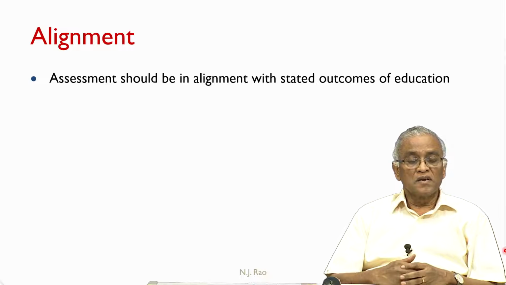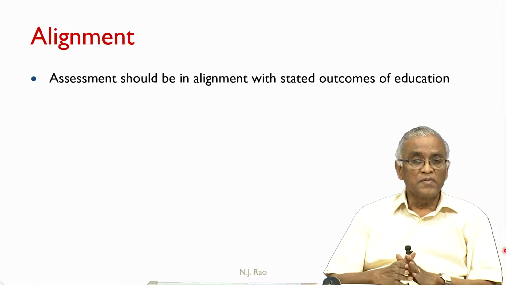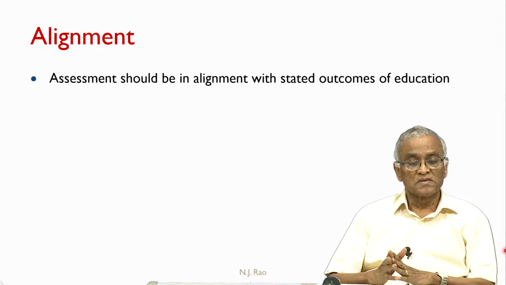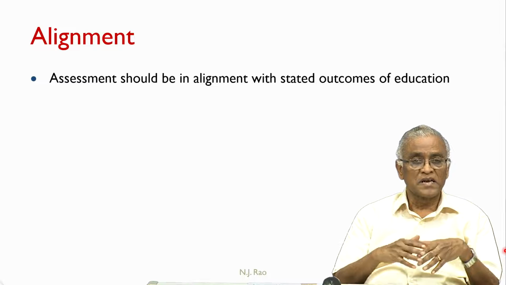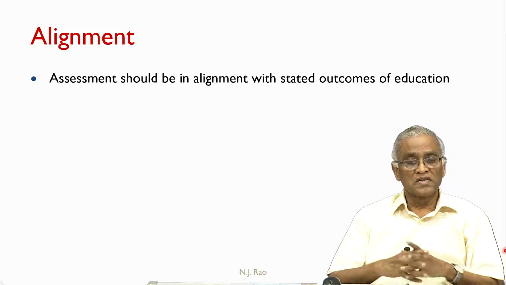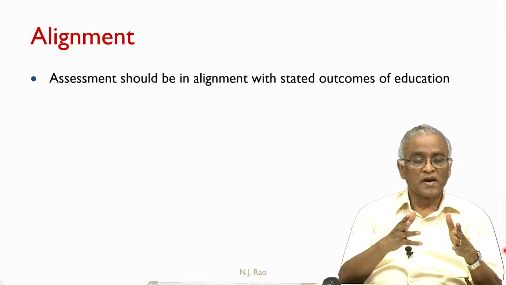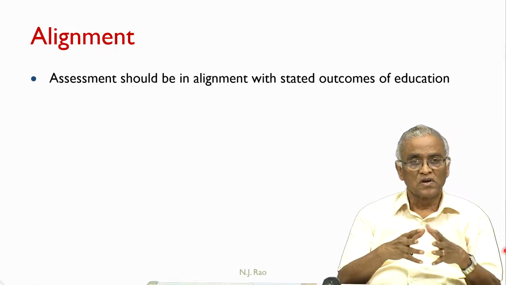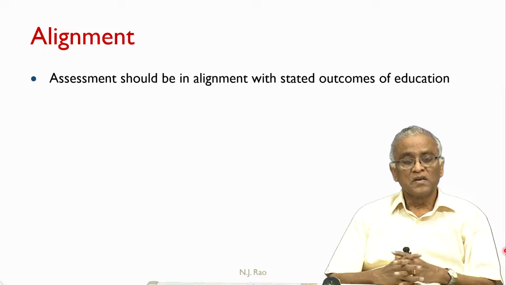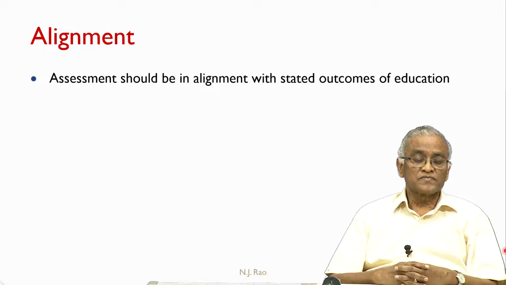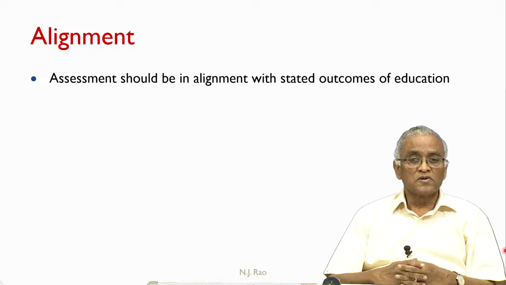And the most important aspect is that the assessment should be in alignment with the stated outcomes of education. Let us assume that you want your student to be able to do something at the end of a course, or let us say by the end of the first week in a course and so on. Your assessment should be in alignment with that. What does it mean? Let us say you want a learner to be able to drive a car, okay.